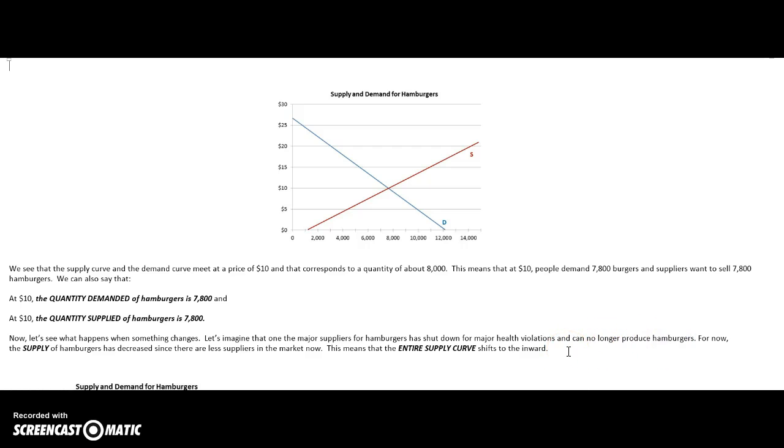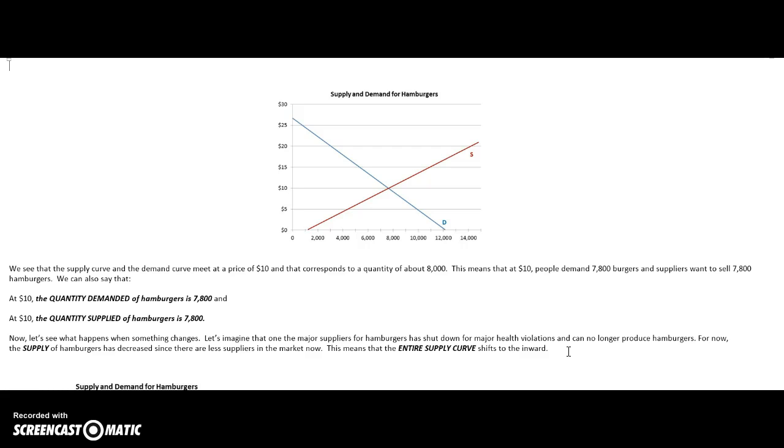Now, let's imagine that one of the major suppliers for hamburgers is shut down for major health violations and can no longer produce hamburgers. If this were like McDonald's and Burger King, Wendy's, we could imagine, let's say that Burger King goes out of business because they find something very disturbing about some health violations and all of the Burger Kings are shut down. In the immediate run, so the next day, Wendy's and McDonald's can't just automatically make more hamburgers. So we see that the supply curve will have to be less.